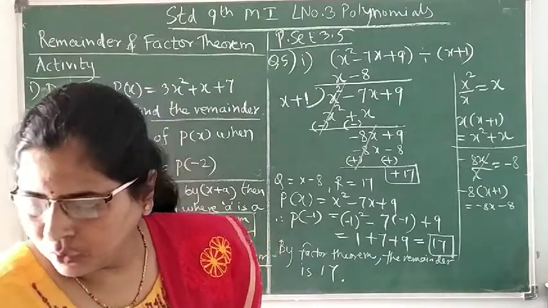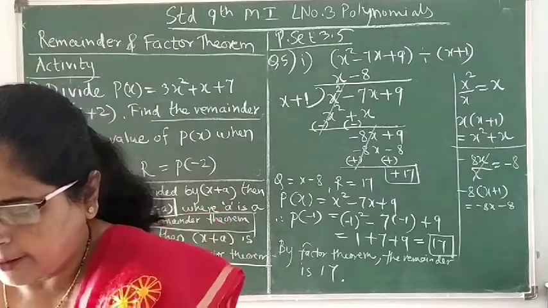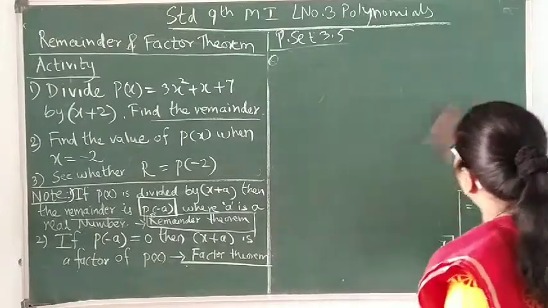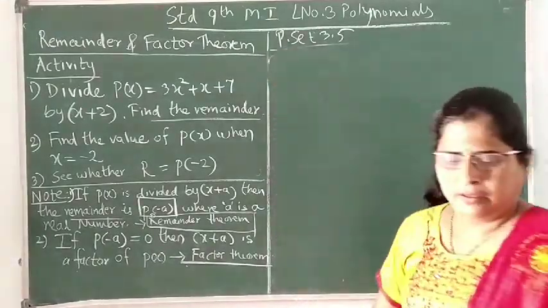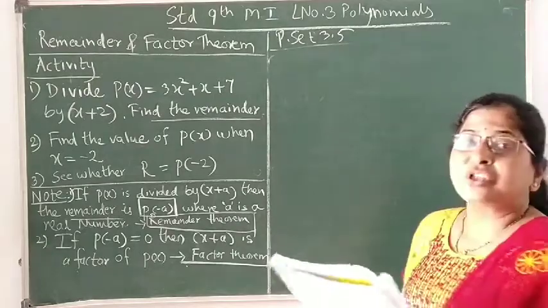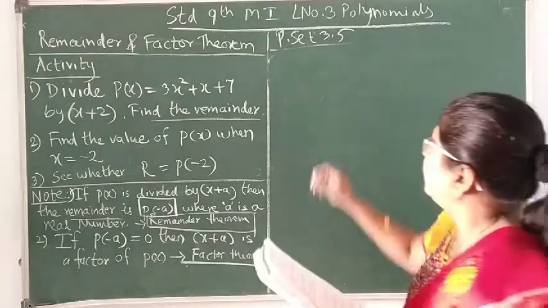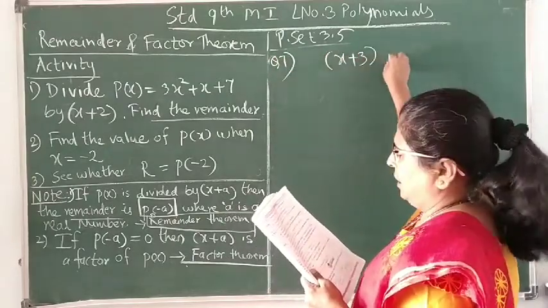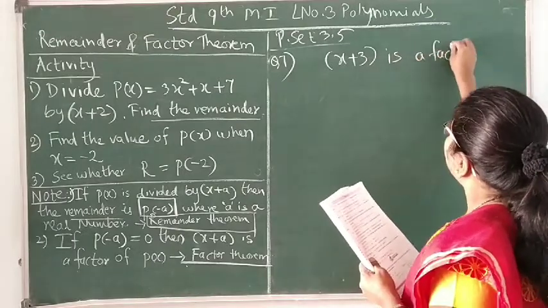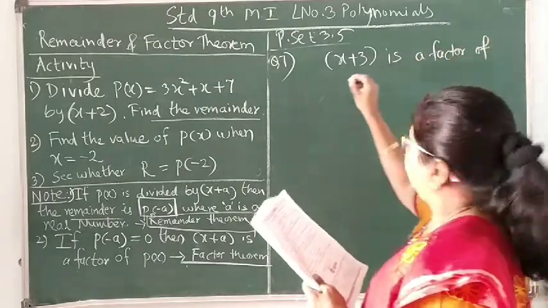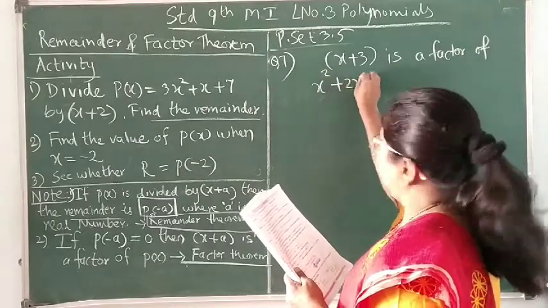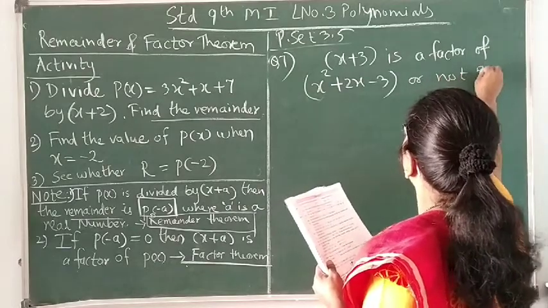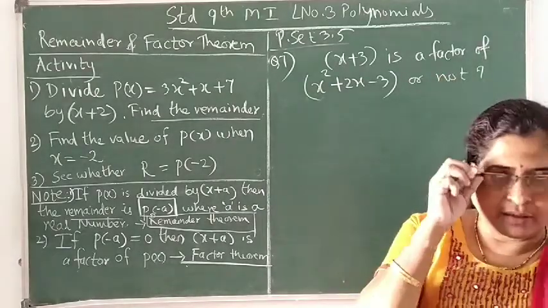Okay, and now let's see question number 7. Let me read the question for you. Use the factor theorem to decide whether x plus 3 is a factor of x square plus 2x minus 3 or not. This is our question. I have written it in short. So using the factor theorem we have to determine this.